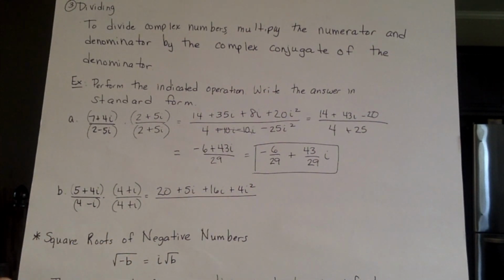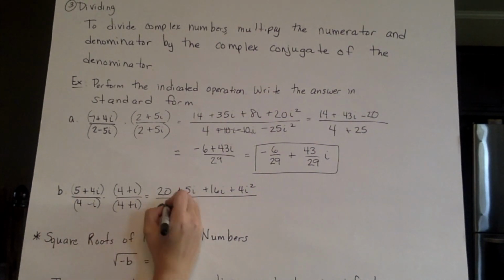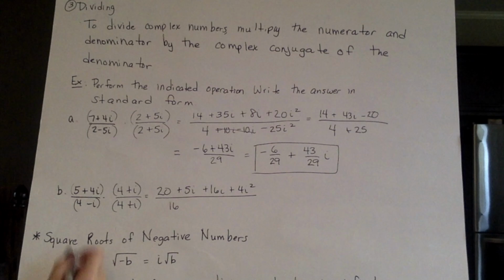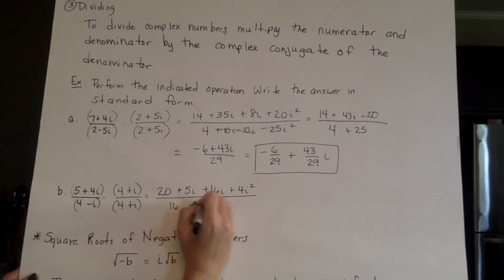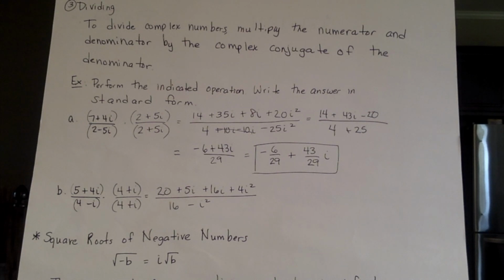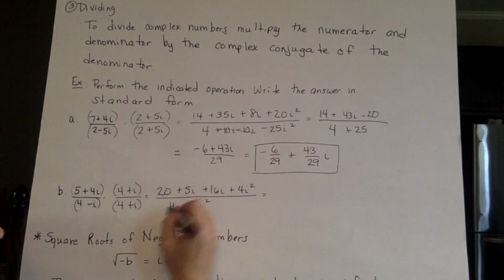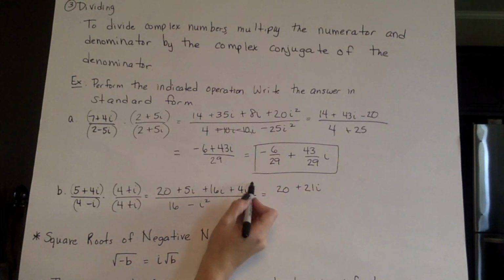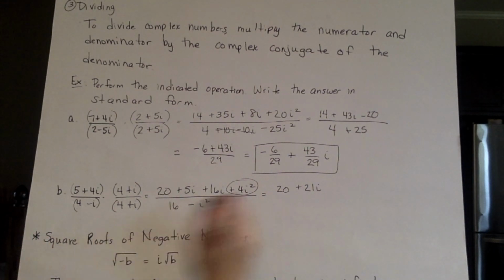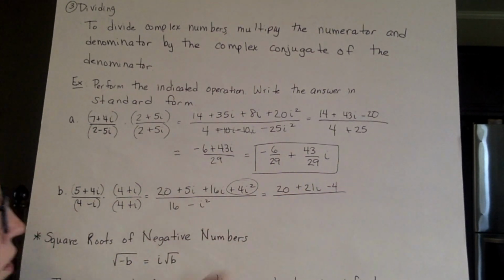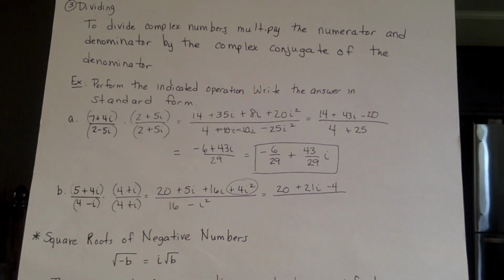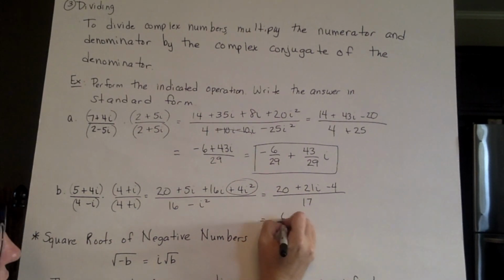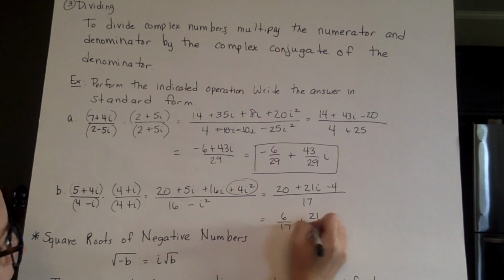Over, in the denominator, now we're going to just kind of know what's happening. 4 times 4 is 16. We would get plus 4i minus 4i. Okay, so that's 0. Negative i times i is negative i squared. And then again, we do some simplifying. This is 20 plus 21i. This would be now 4 times negative 1, or negative 4, over 16 minus negative 1. 16 minus negative 1 is 17. So I'm going to have 20 minus 4, which is 16 over 17, plus 21 over 17i.